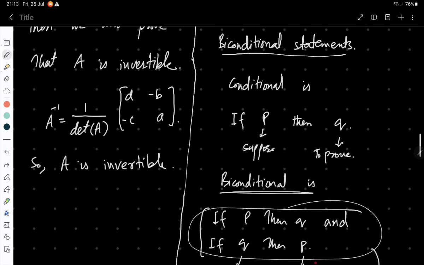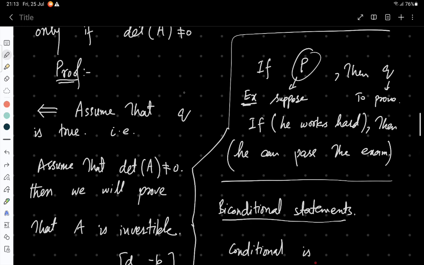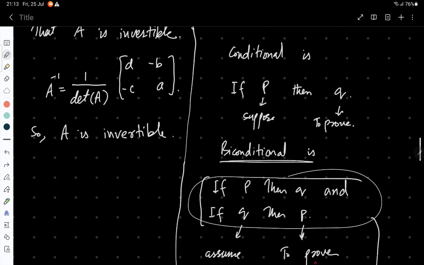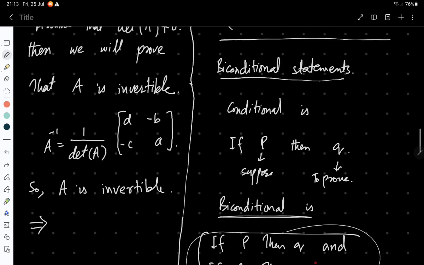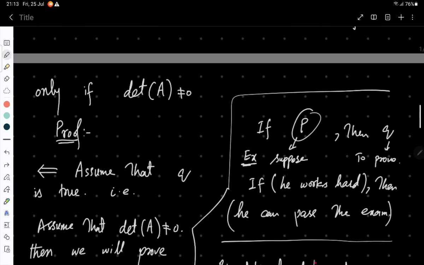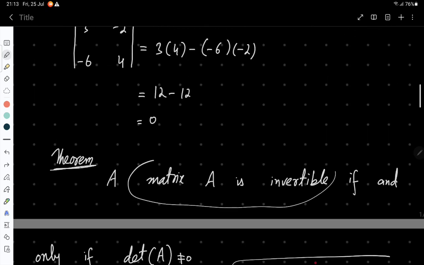Hence A is invertible. So we assumed that Q is true and we have proved that the statement P is also true. So the second part is done. Now I will prove the first part. In the first part I have to assume that P is true and prove that Q is also true. What is our P? Our P is this statement, so I will assume that A is invertible.